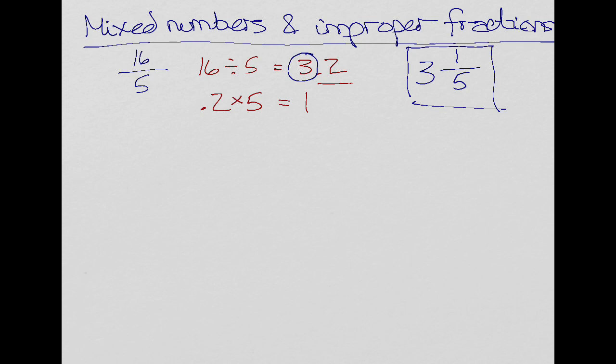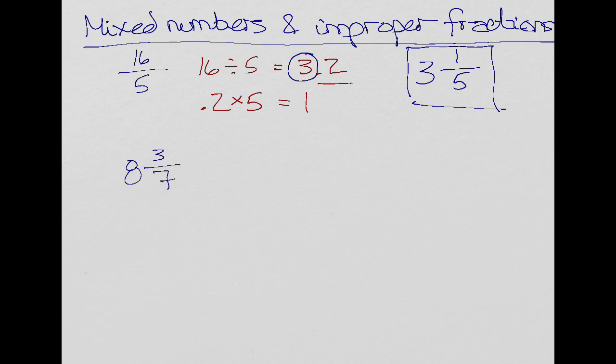Suppose I have the mixed number. Let's do 8 and 3/7. I would like to turn this into an improper fraction. Certain calculations and stuff, it's just a little easier to have an improper fraction. So I want to turn this into an improper fraction.